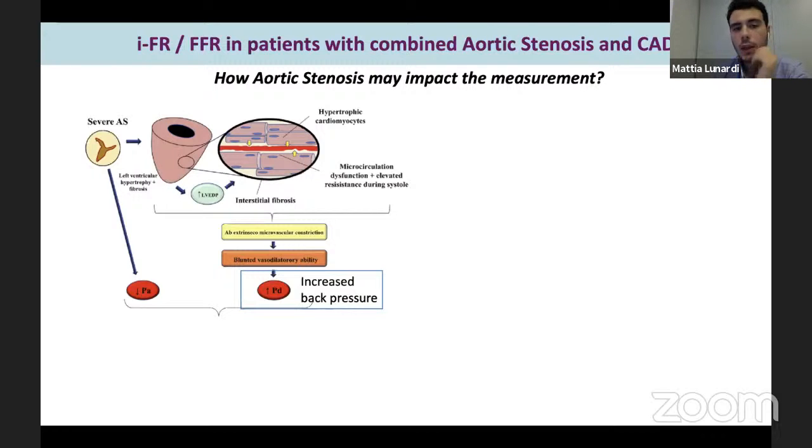Yeah, thank you. What we hypothesized before our studies is that the presence of severe aortic stenosis can impact both the iFR and the FFR. Why? Firstly, because we have a lower cardiac output, and so we expect a lower aortic pressure. So the denominator of the Pd/Pa ratio is lower.